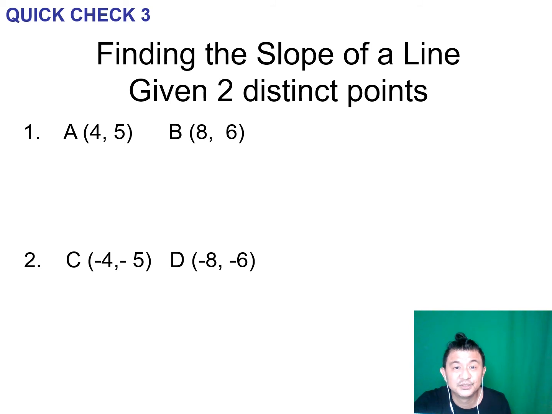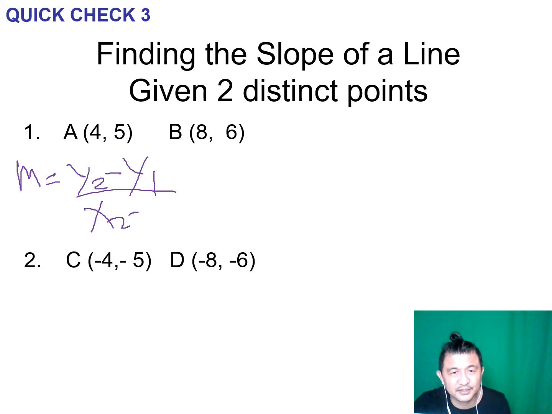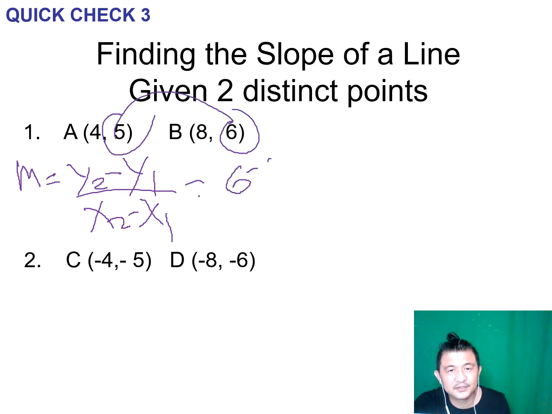Pause. Yes, you're going to use the formula. M is equal to y2 minus y1 over x2 minus x1. All right, so let's use this and that. 6 minus 5 over, at the bottom, we're going to use what? 8 minus the 4. 8 minus 4. Okay?